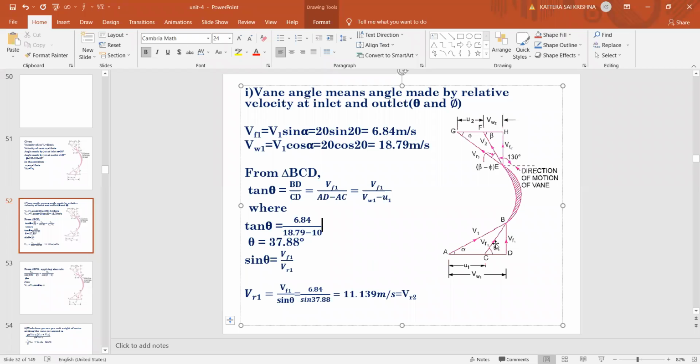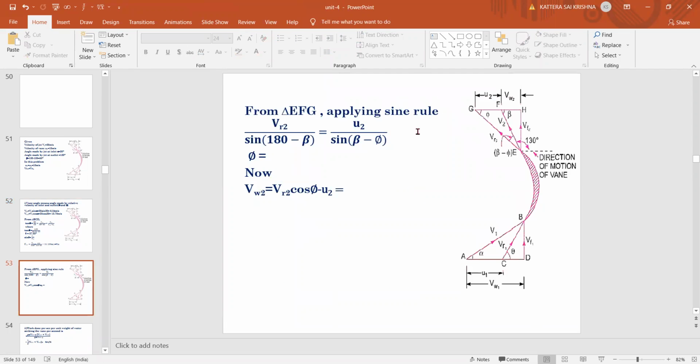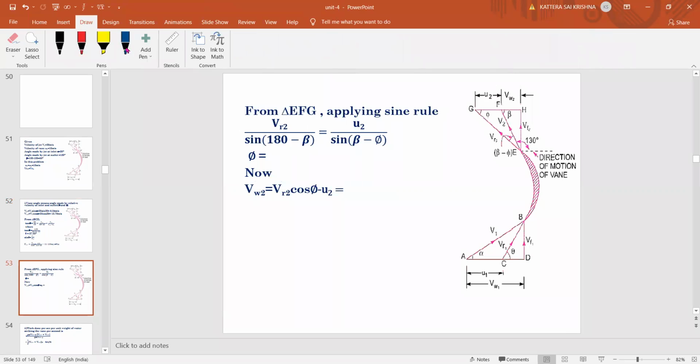So now we have calculated the theta value, only at the inlet, the vane angle theta. Now we need to calculate the phi value at the outlet. This angle we need to calculate. Right. So now here we need to use the sine rule. We cannot use components, because we don't know anything. Here V2 we don't know anything, right? So now we can use this sine rule. So what is the sine rule? Roughly I'll tell.